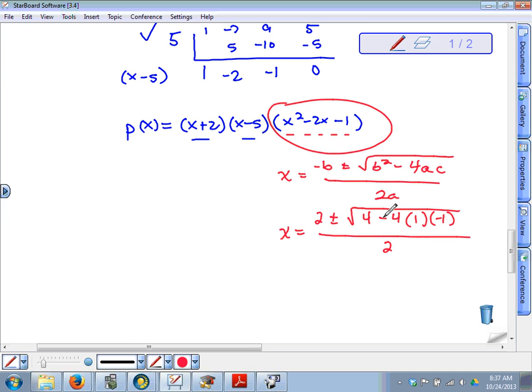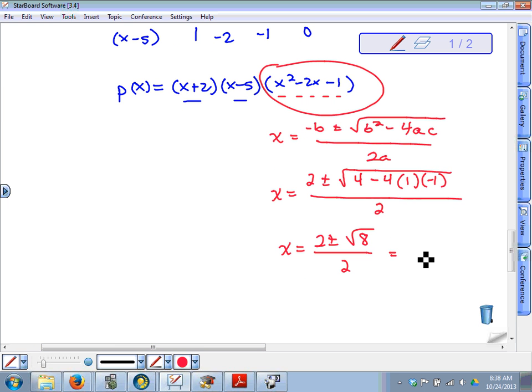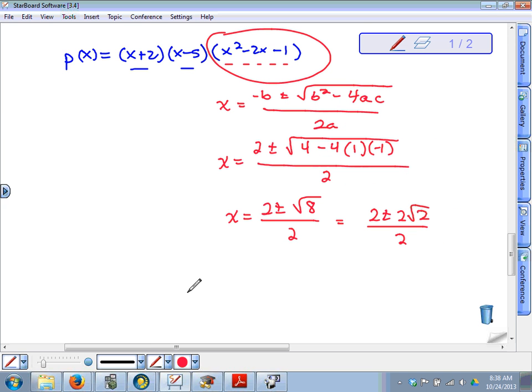Inside the square root, 4 minus 4 times 1 times negative 1 turns into 8. So what's the square root of 8? All over 2. Now you have to simplify square root of 8. That turns into 2 square roots of 2 all over 2. This is stuff that you're going to have to do fairly quickly. Okay? Now, so plus or minus square root of 2.